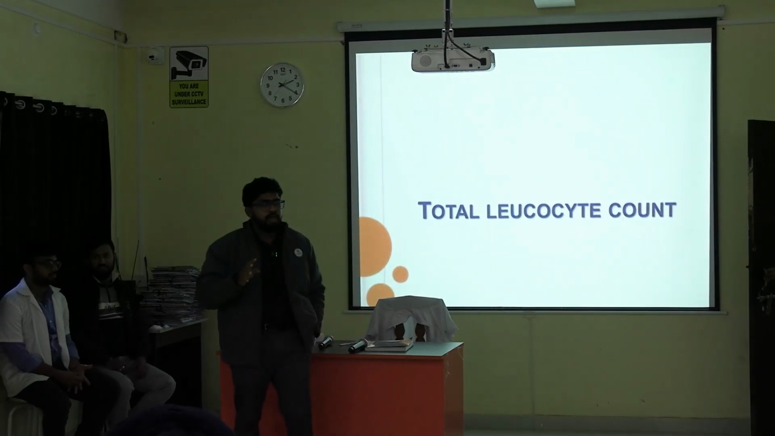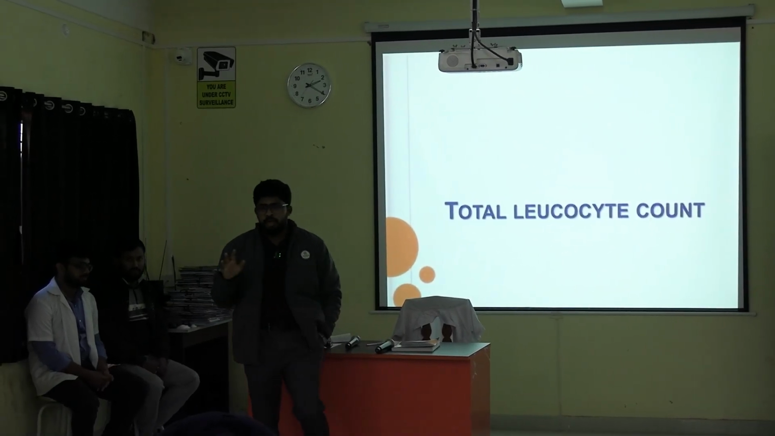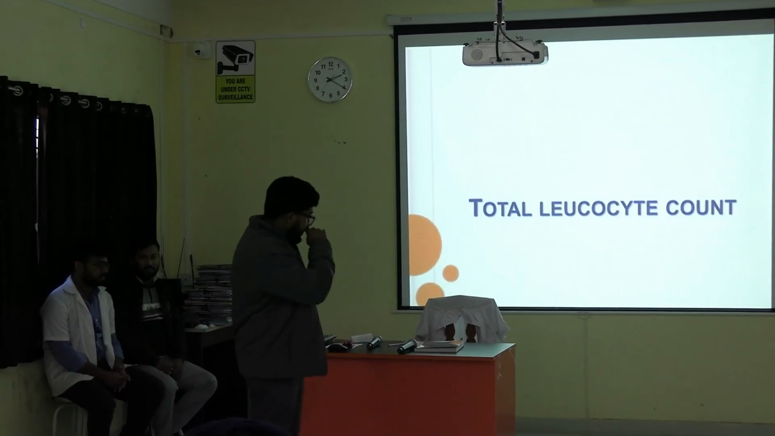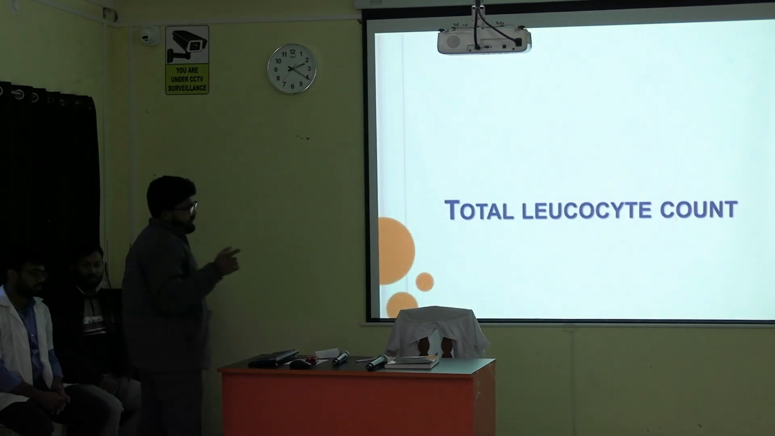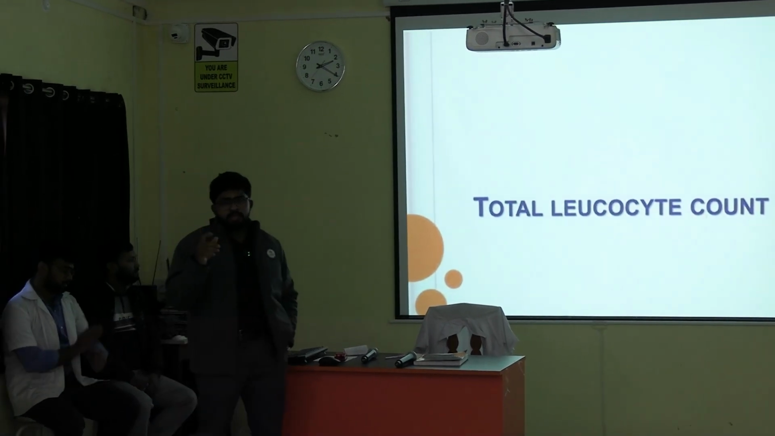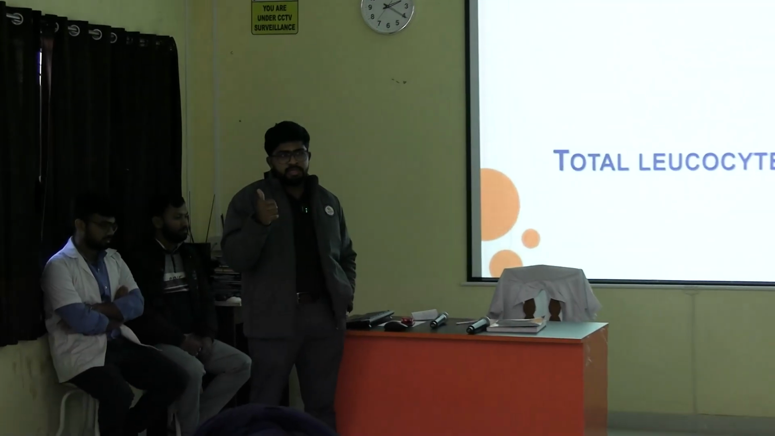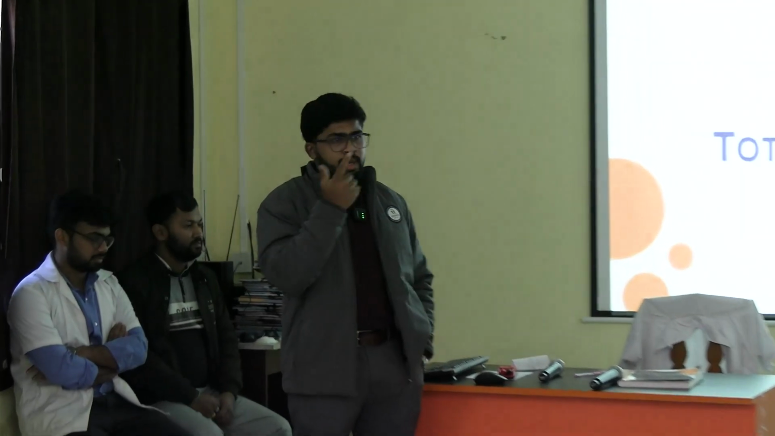And about total leukocyte count, which means total WBC count, right? In our blood there are three types of blood cells: the red blood cells, basically the red blood corpuscles, the WBCs and the platelets, isn't it? You people have already done the total RBC count. Today we are going to learn about WBC count.